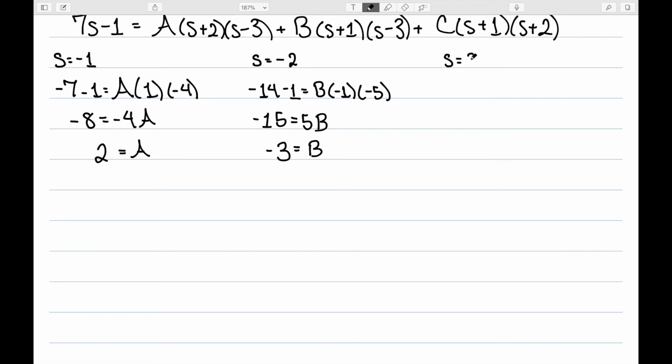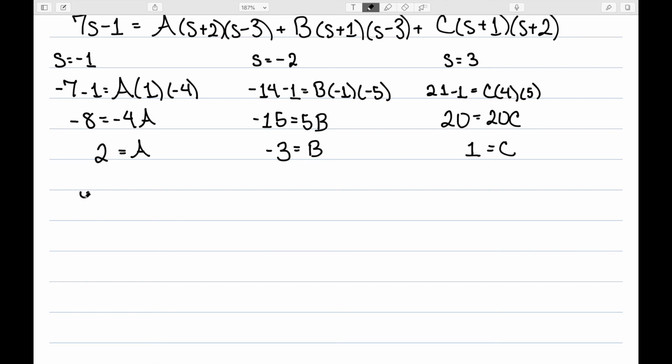Finally, I'm going to let s be equal to 3. On the left-hand side, 7 times 3 is 21, minus 1. On the right-hand side, this will go to 0, and this will go to 0, so I don't have an A or a B. 3 plus 1 is 4, and 3 plus 2 is 5. So we end up with 20 is equal to 20C. So C is equal to 1.